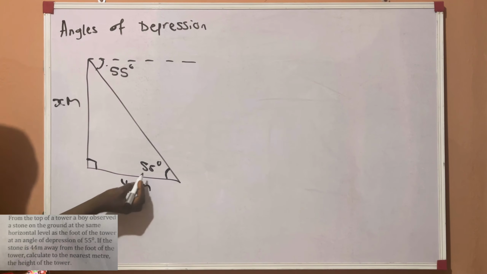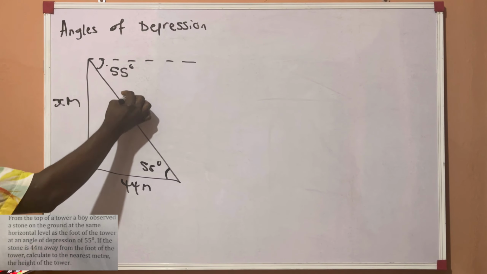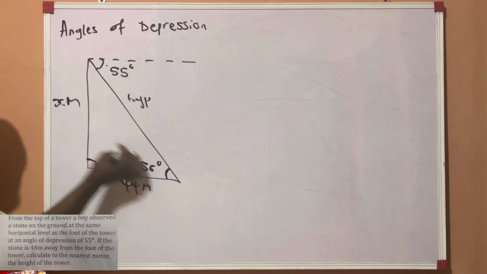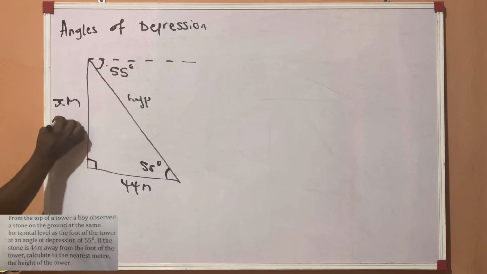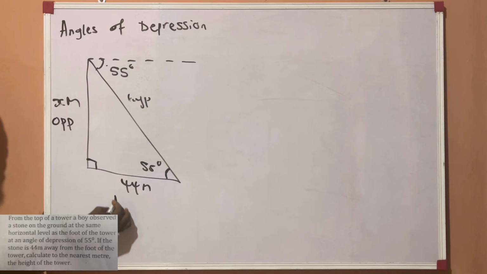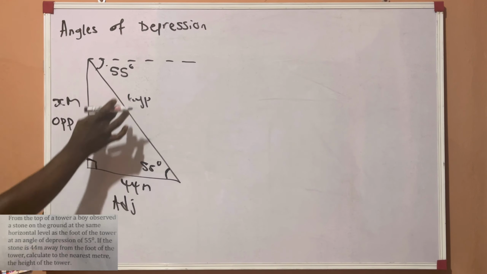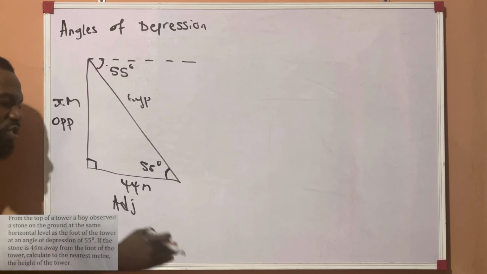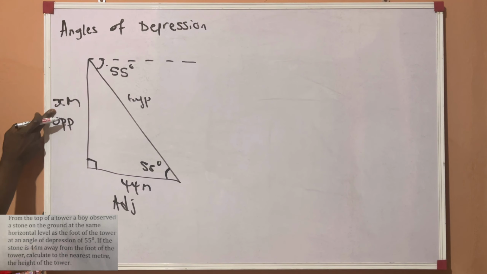Here, this is our hypotenuse. Okay, this is our opposite. And lastly, this is our adjacent. All right, now you would notice that in the hypotenuse, there was nothing on it. In the opposite, we have x meters, and in our adjacent, we have 44 meters.